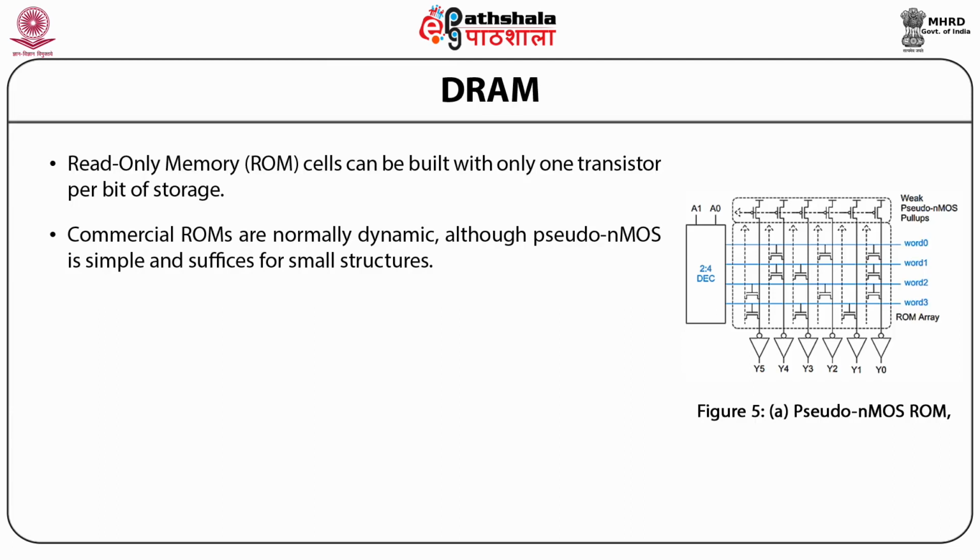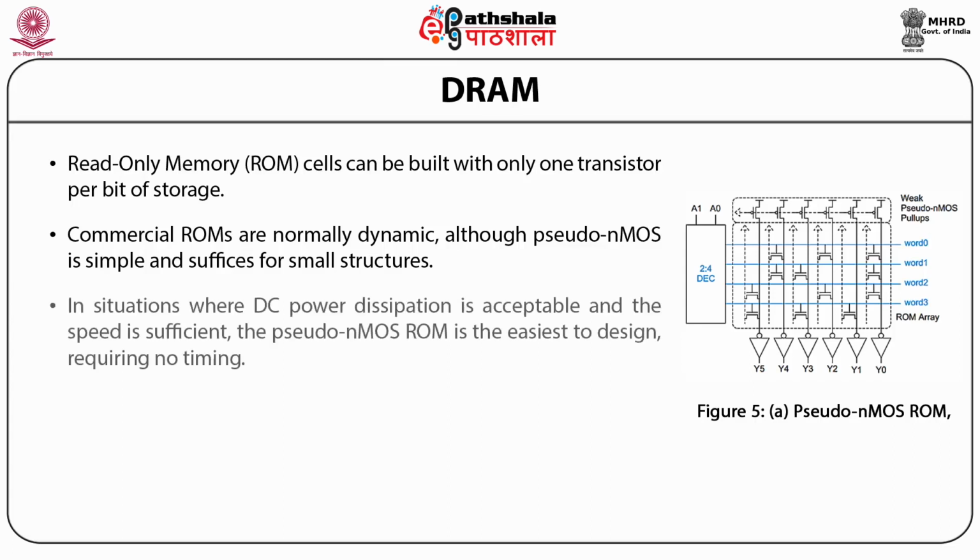As in SRAM cells and other footless dynamic gates, the word line input must be low during pre-charge of dynamic NOR gates. In situations where DC power dissipation is acceptable and the speed is sufficient, the pseudo NMOS ROM is the easiest to design, which requires no timing. The DC power dissipation can be significantly reduced in multiplexed ROMs by placing the pull-up transistors after the column multiplexer.